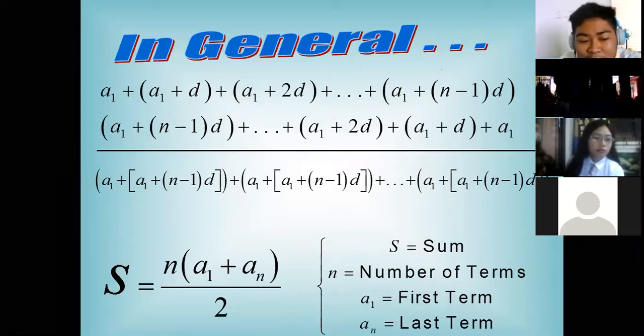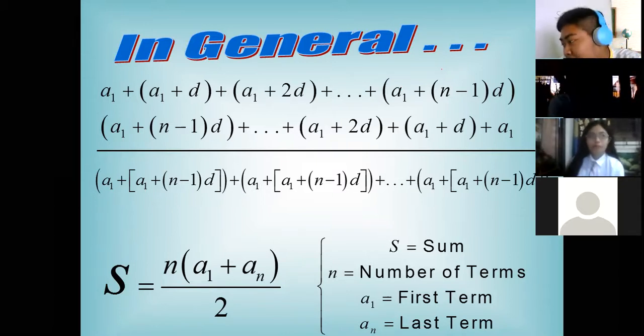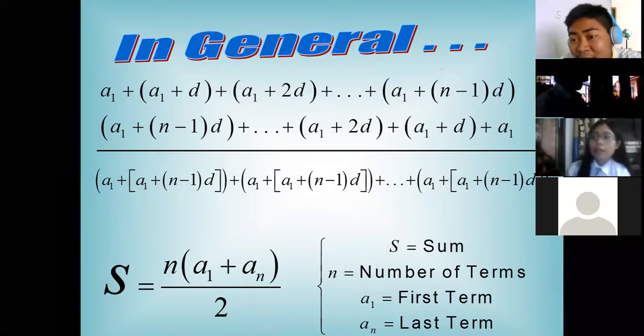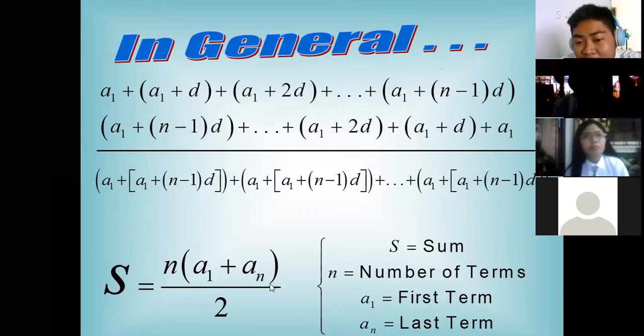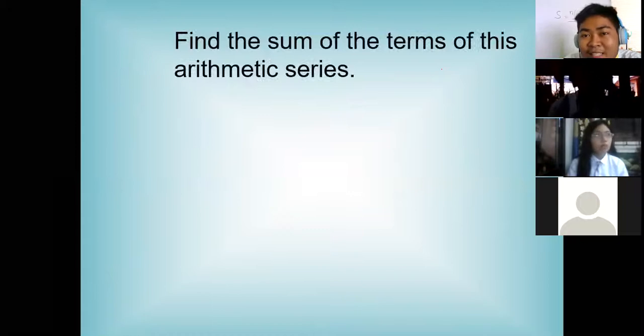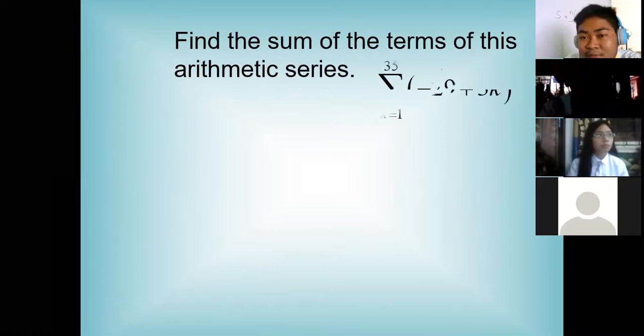Okay, so ito yung formula natin for the series. Okay? So yung sequence kanina iba kaysa sa series. Kasi nga, kapag sinabing series, it is the summation or the sum. So, yung formula natin, S is for the sum, n is for the number of terms, a1 is the first term, and an would be the last term, divided by 2. Okay, so let's find the sum of the terms of this arithmetic series.